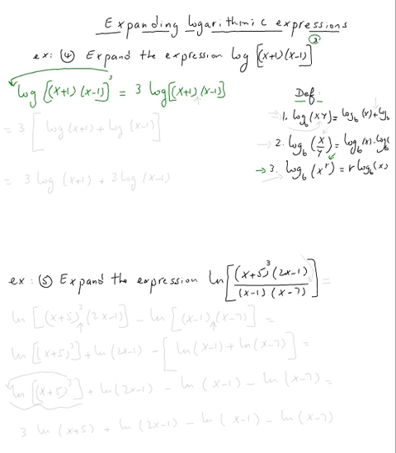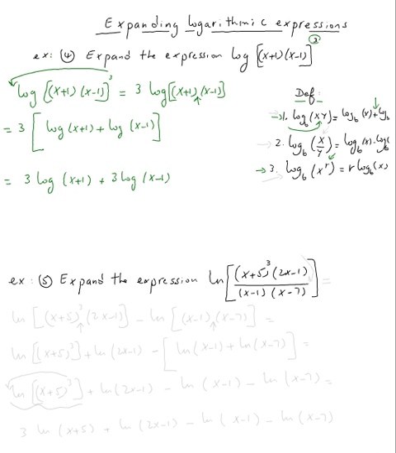Now, the next step is, since we have a product inside, we need to use number 1. Make sure you do the parentheses here. It means the log of the first factor, x plus 1, plus, see we get a plus, log of x minus 1. We're almost done. All we need to do is distribute the 3, so this is 3 log of x plus 1, plus 3 log of x minus 1, and then we're done.